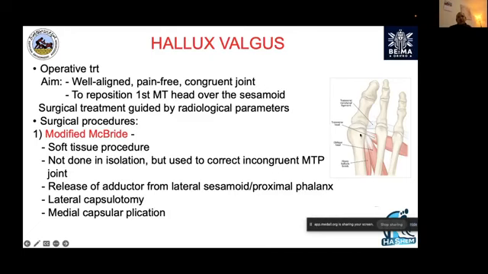So we release all the lateral structures, allow the joint, allow the toe to correct, and by the end of the operation, we do the modification, which is plication of the medial capsule, which is maintaining this in the correct position. So McBride advises to release the lateral structures, including the abductor hallucis and the adductor hallucis and the capsule. And the modified one is to repair and do plication or tightening of the capsule on the medial side.